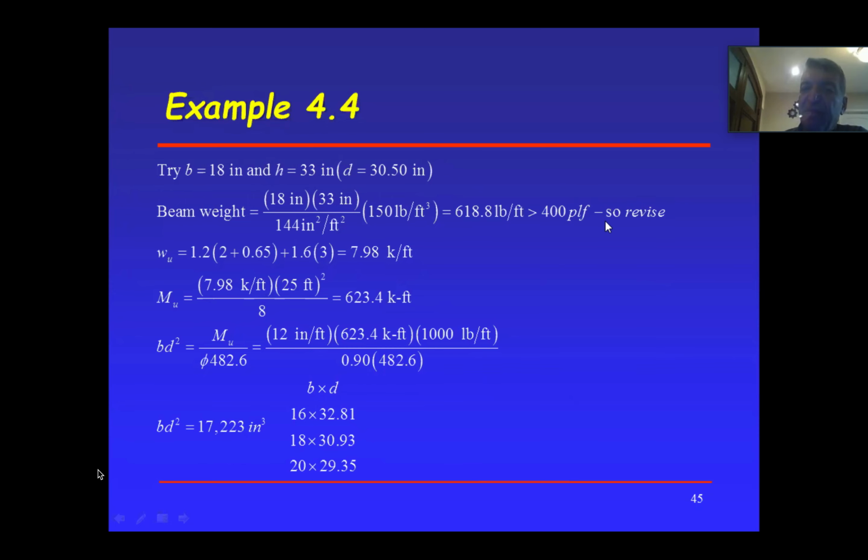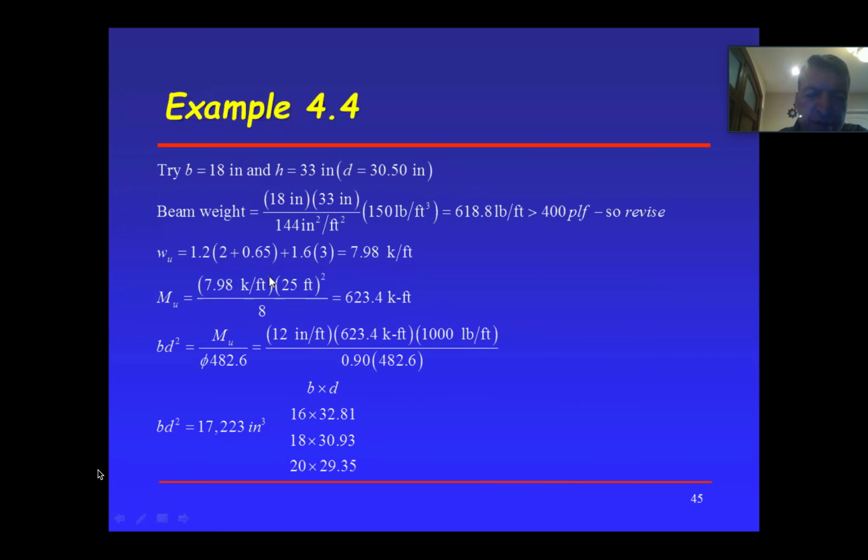Okay, when I revise, what do I do? I use this weight, assume this weight or close to it. So instead of assuming 400, I'm going to assume now the beam weight as 650, close to this. So when I do that, I calculate the dead load again: 1.2 dead load, instead of 0.4, I put 0.65 because that's my new load, plus 1.6 times live load. So this is my WU now.